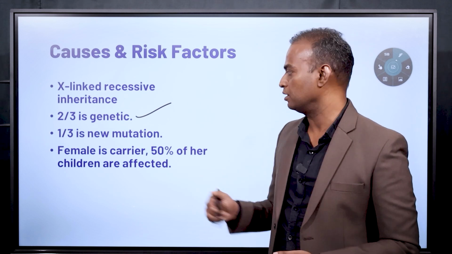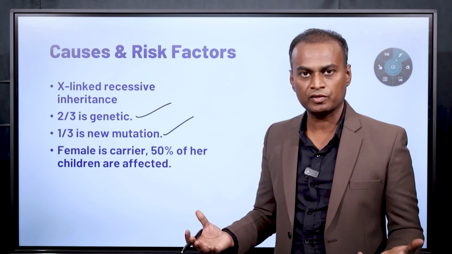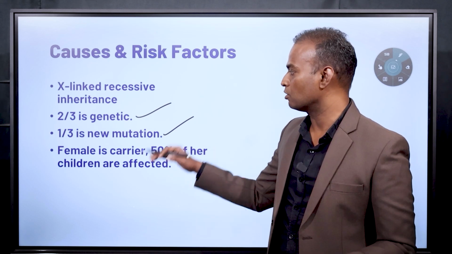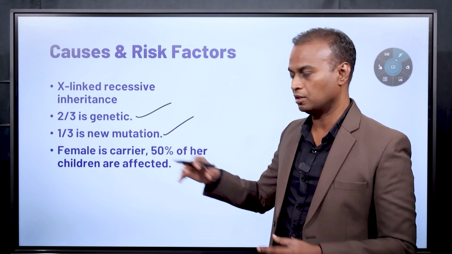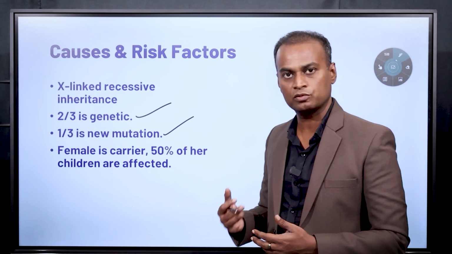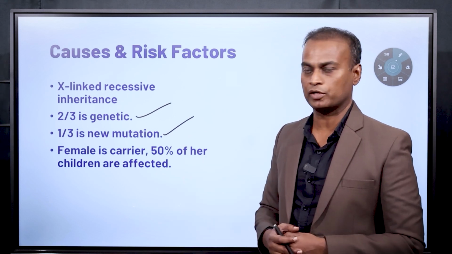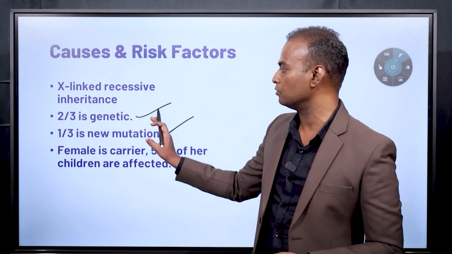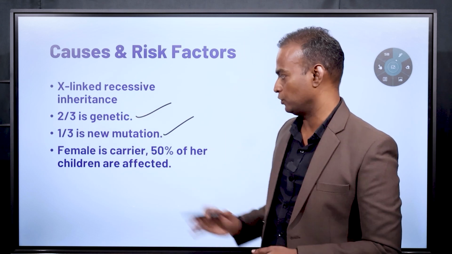But 1 out of 3 is a new mutation. Mother doesn't have any problem. Mother is not a carrier, but still the male baby can have it because it is a new mutation. The gene got mutated and it is producing the defective dystrophin protein. So out of 3 patients, 2 patients will have a genetic background and 1 patient will have a new mutation.